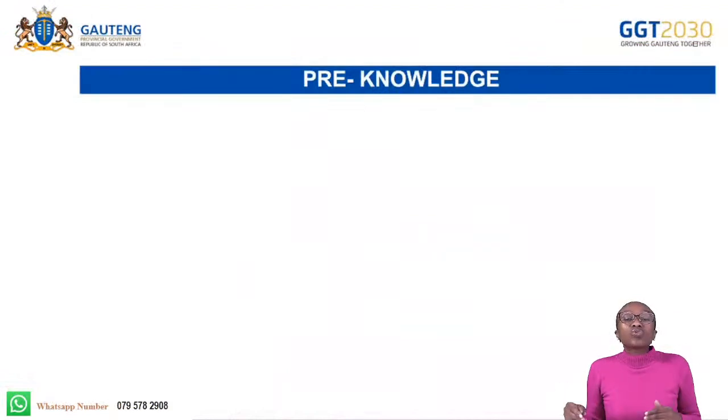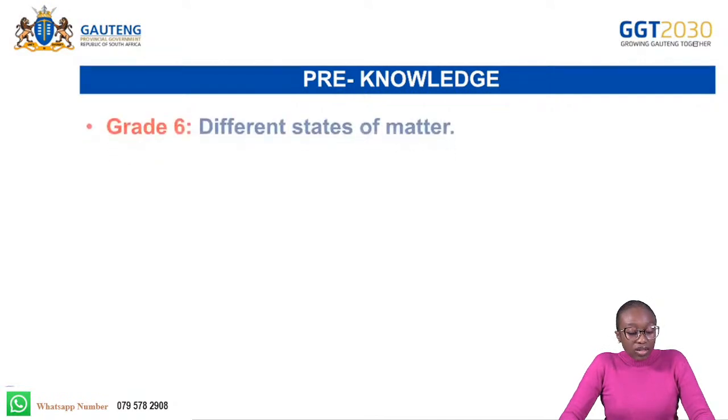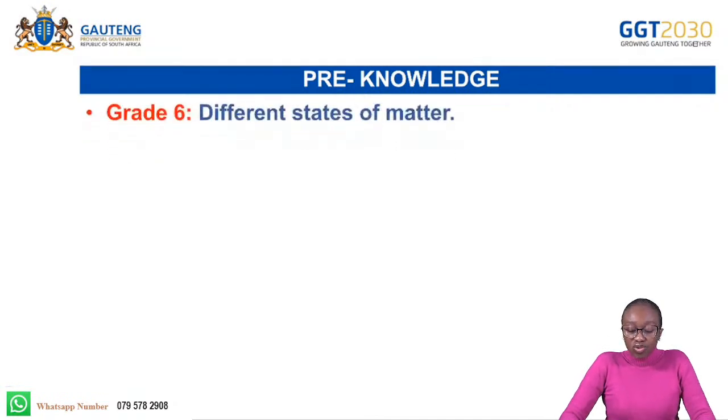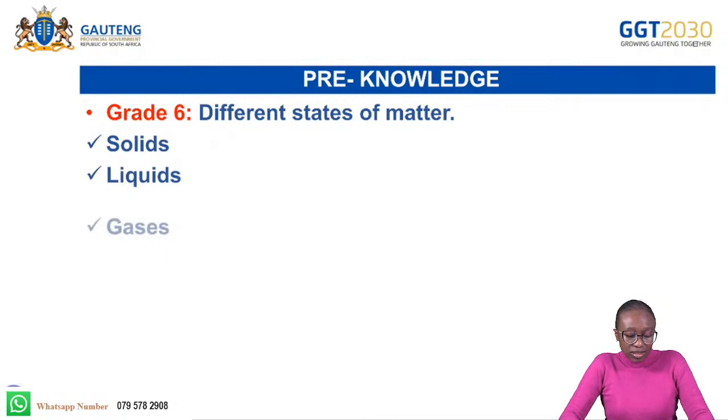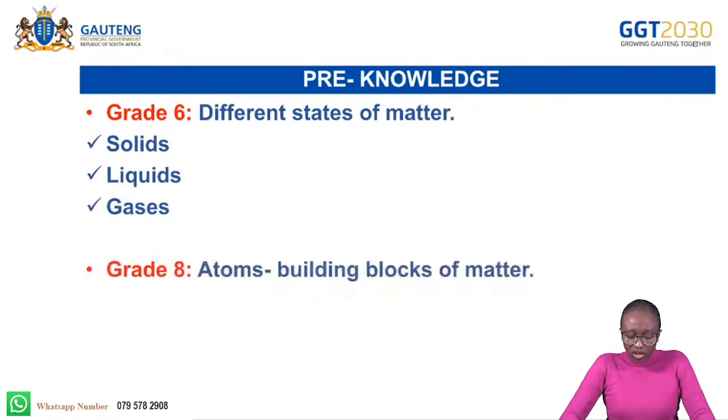Pre-knowledge. So this is what we've learned prior to today's lesson. It has basically laid the foundation of today's lesson. In grade 6, we were introduced to the different states of matter, which are solid, liquid, and gases. Then so far in grade 8, we've learned under the topic atoms, the structure of atoms, the different subatomic particles that make an atom, and how atoms behave.